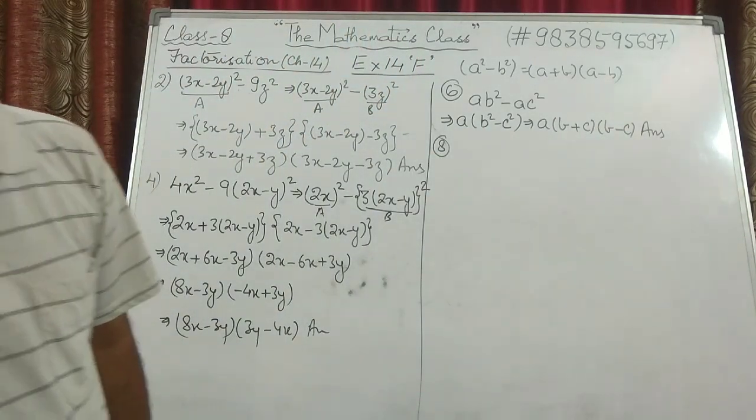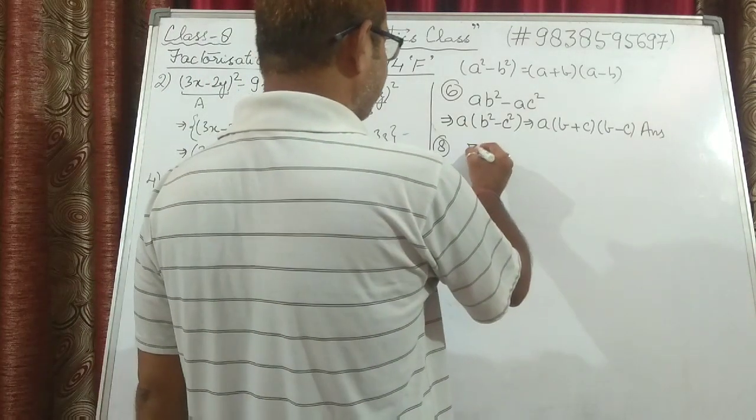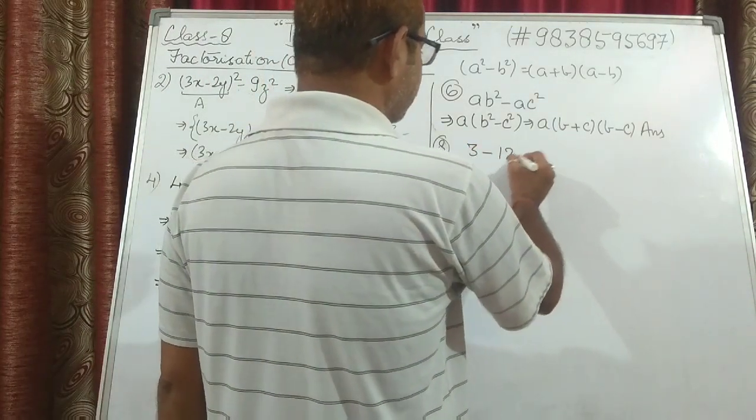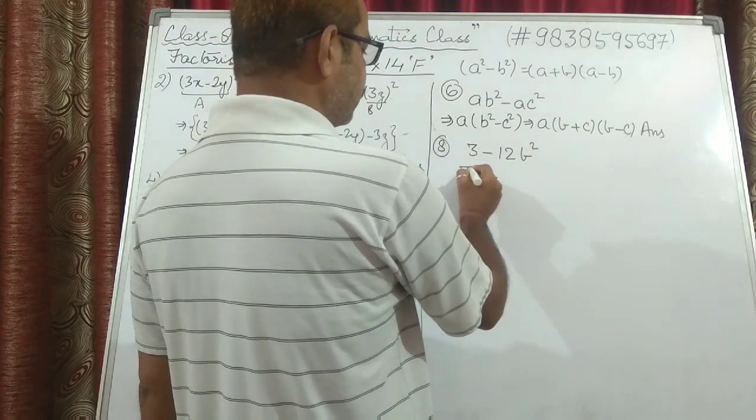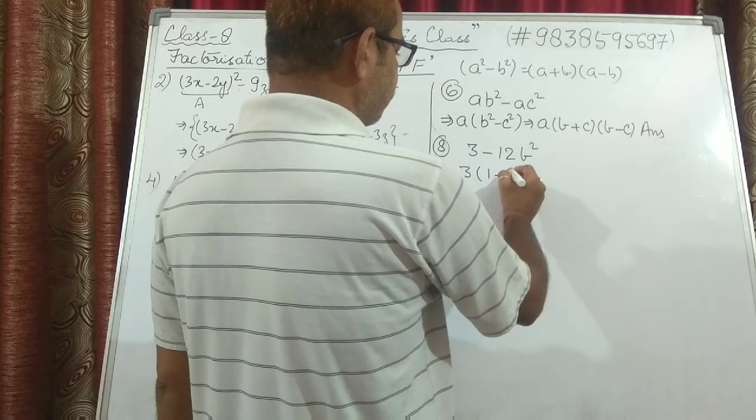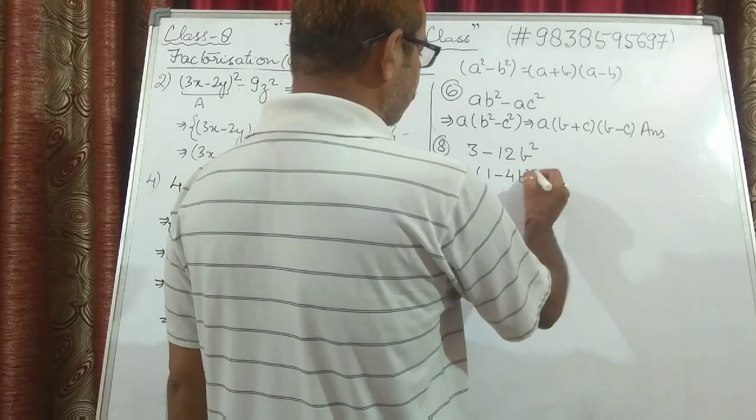Now question number 8. Question number 8 is 3 minus 12b square. Now from this we can take 3 common. So what is left? 1 minus 4b square.